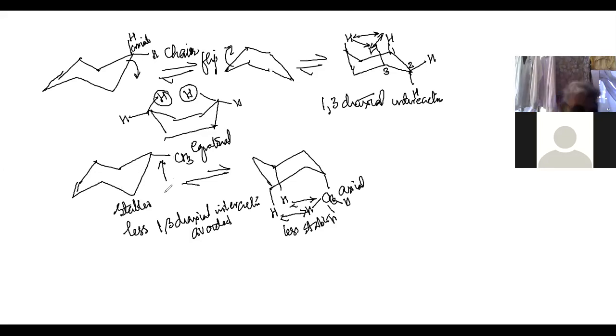So this is briefly about conformational analysis of ethane and cyclohexane. Tomorrow we'll take up the remaining portion, that is geometric isomerism and optical isomerism.